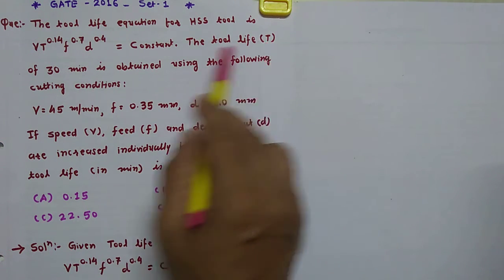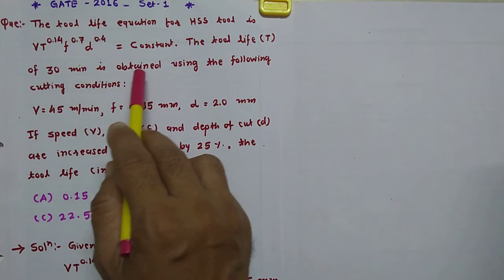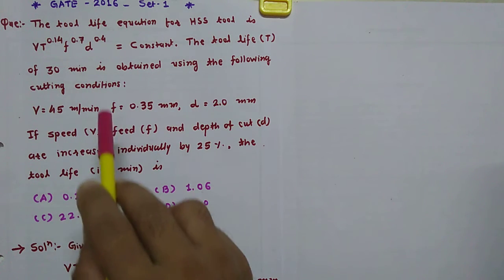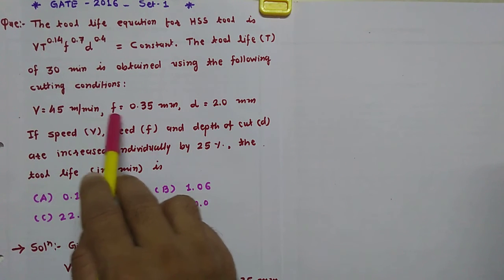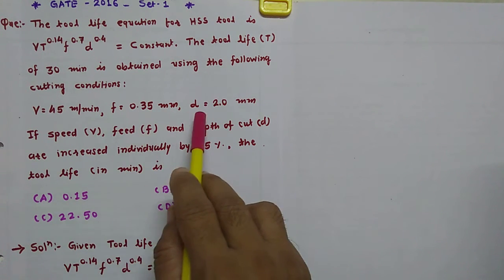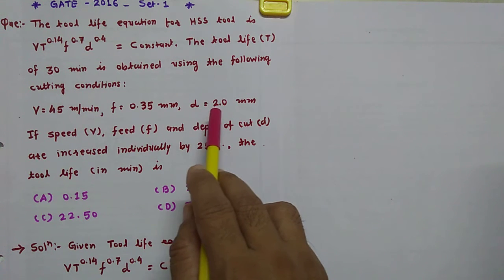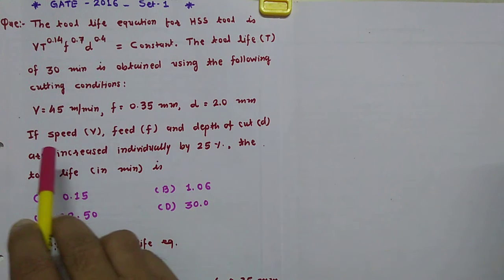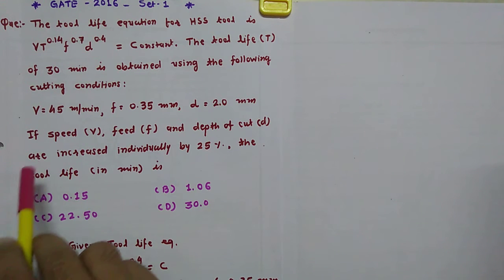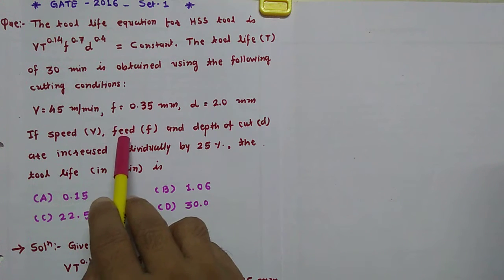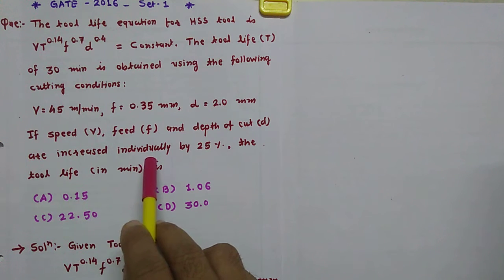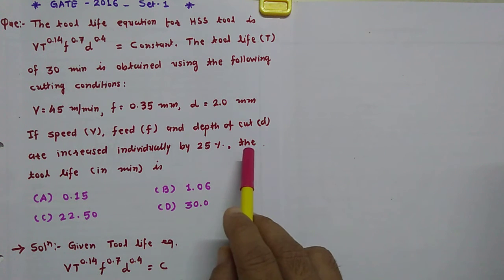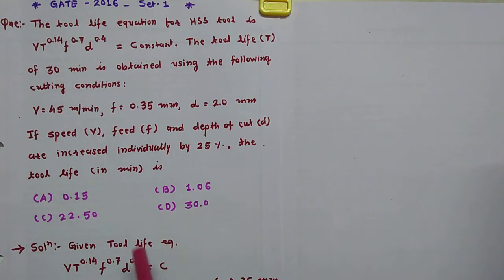The tool life T of 30 minutes is obtained using the following cutting condition: V is equal to 45 meter per minute, F is equal to 0.35 mm, and D, that is depth of cut, is 2.0 mm. The statement given is: if speed V, feed F and depth of cut D are increased individually by 25%, the tool life in minutes is, and the options are A, B, C and D.